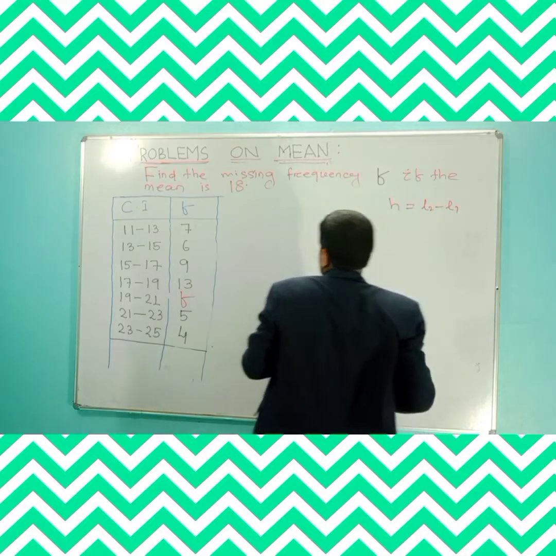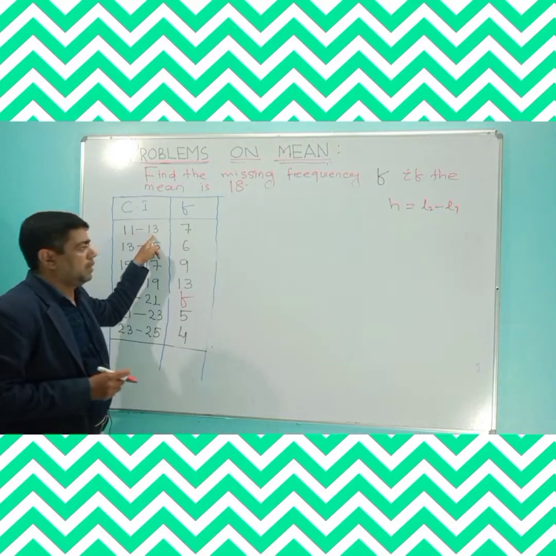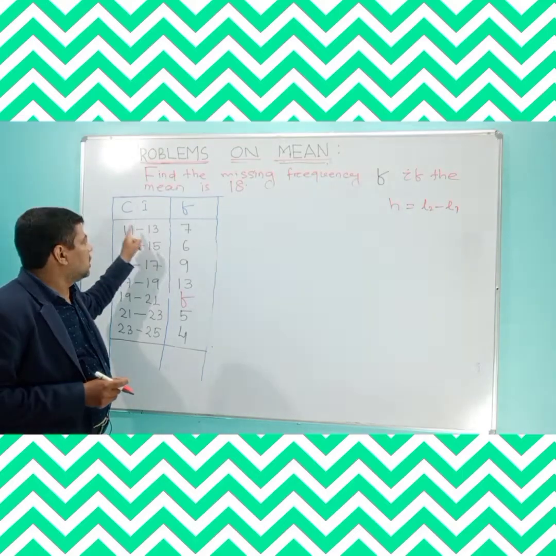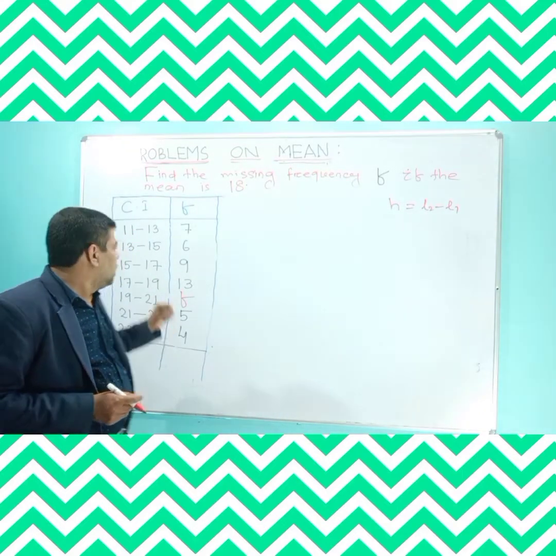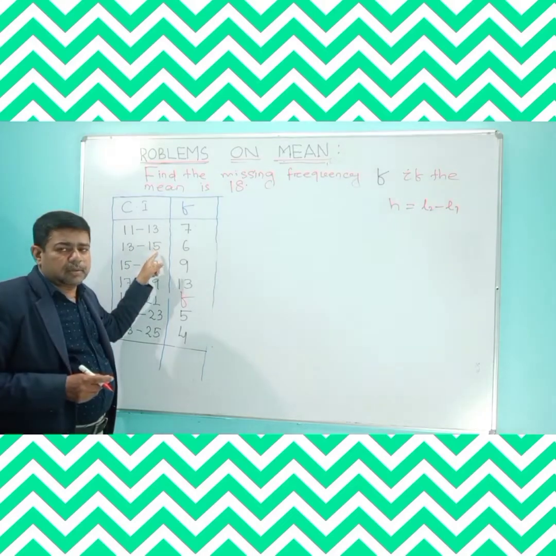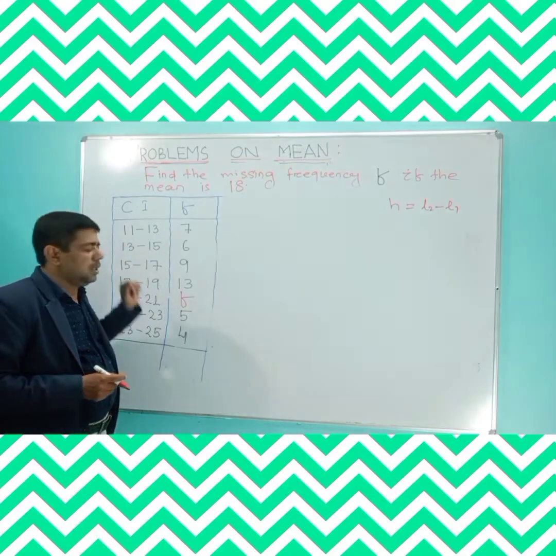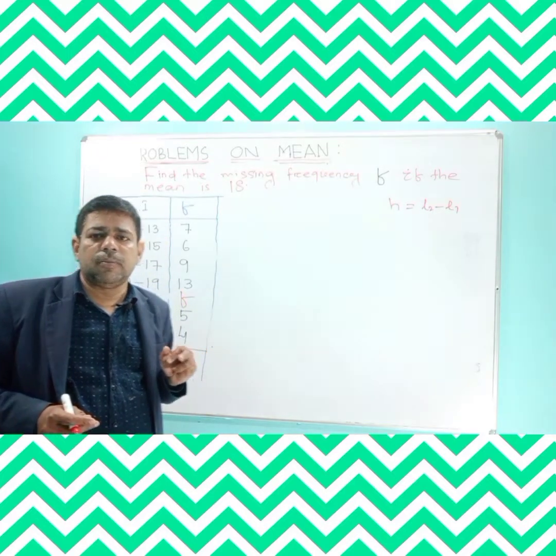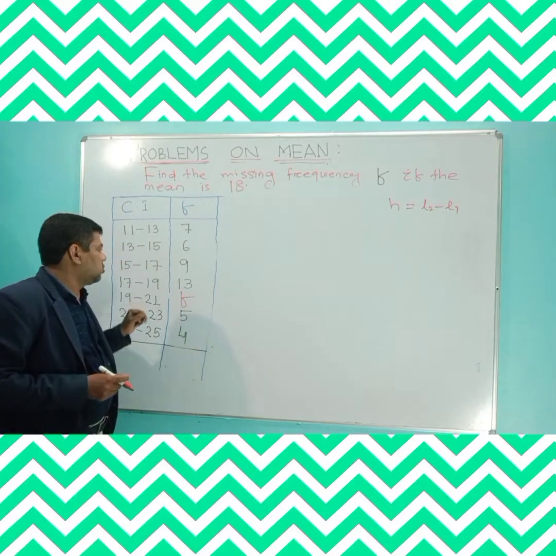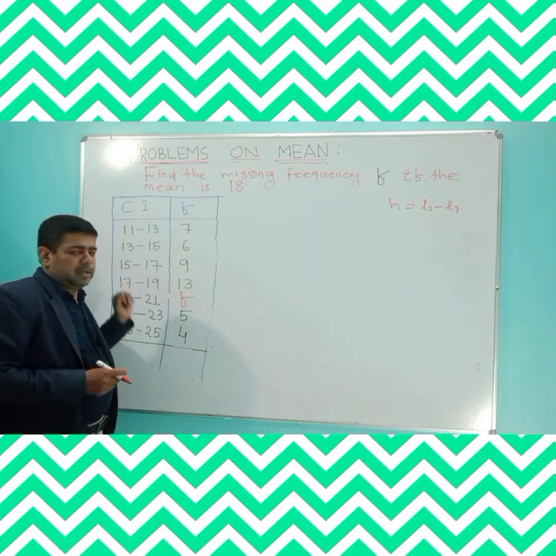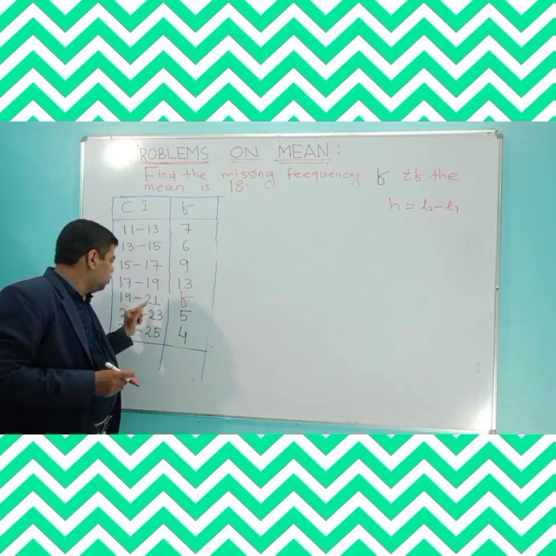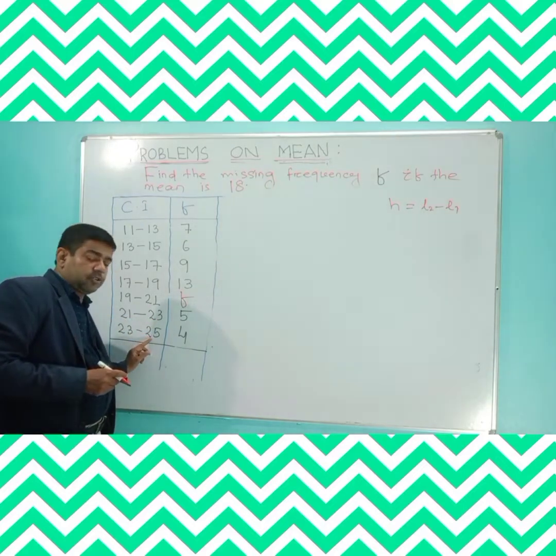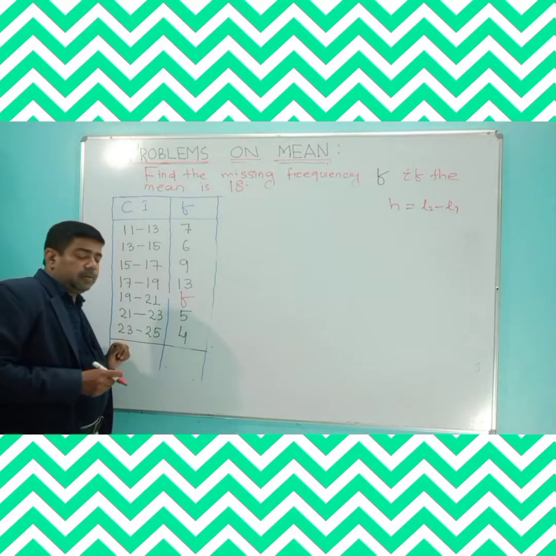Here the upper limit is 13 and the lower limit is 11 for the first class interval. So 13 minus 11 is 2. Similarly, the class size of the second class interval is 15 minus 13, which is 2. Similarly, 17 minus 15 is 2, 19 minus 17 is 2, 21 minus 19 is 2, 23 minus 21 is 2. Here the upper limit is 25 and the lower limit is 23.